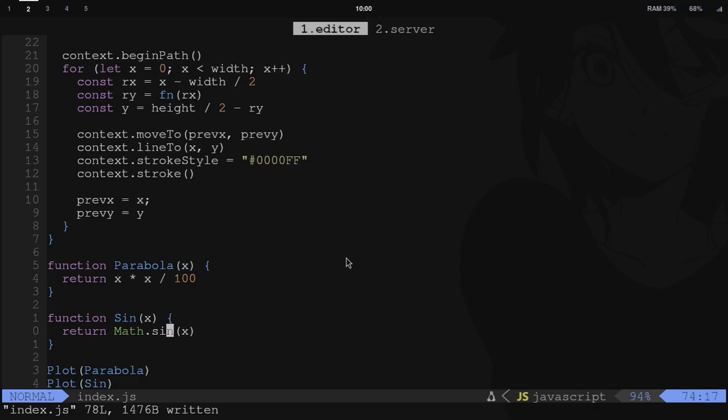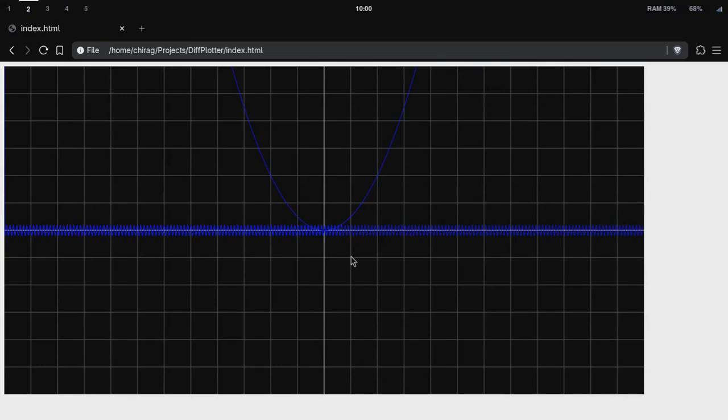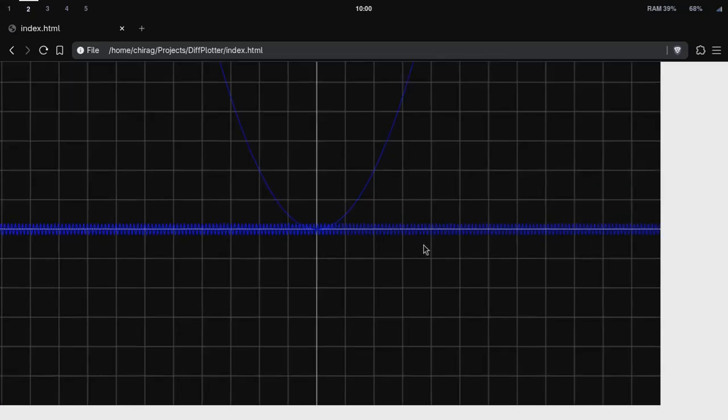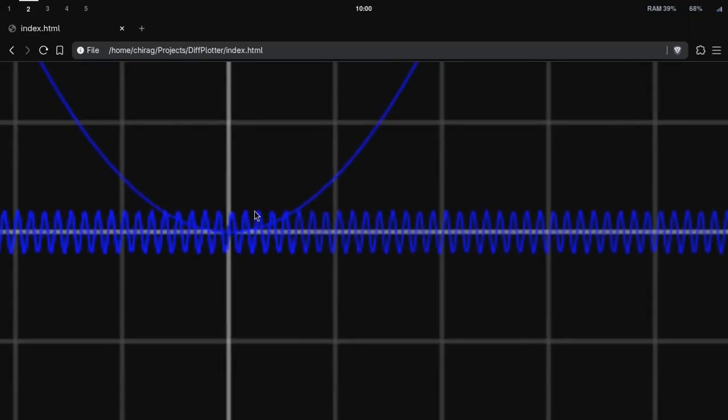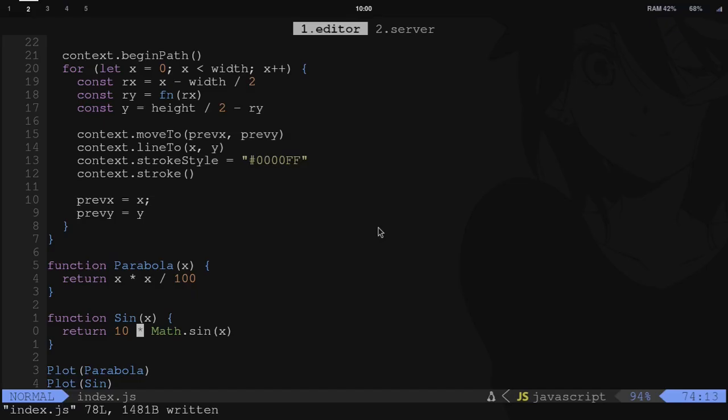Oh, I know what I did wrong. Let's do something like 10. Yes, it was. So I have to actually zoom in. The thing was so small, it looked like a line to me, but it wasn't a line actually. So yeah, it's nice. So I could plot sine and all those things.